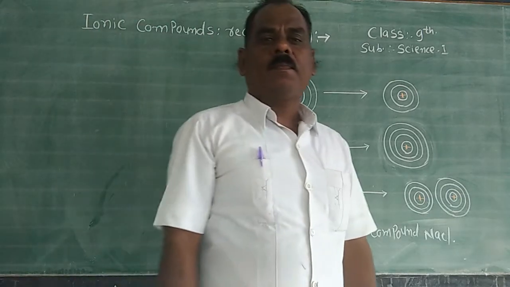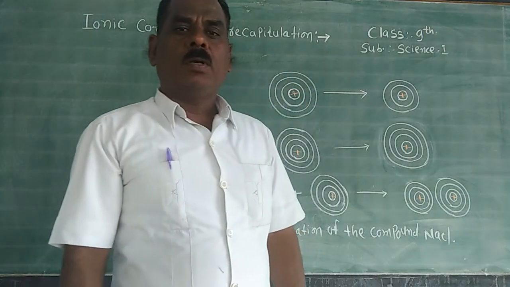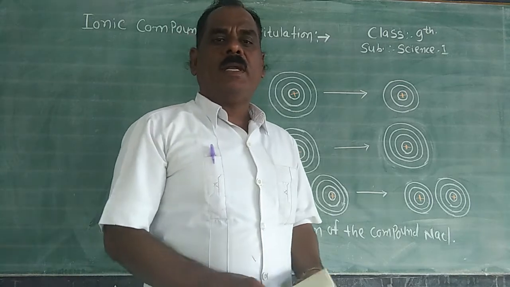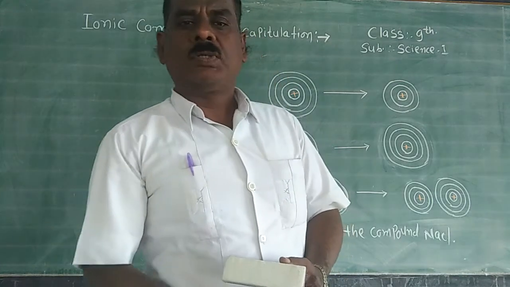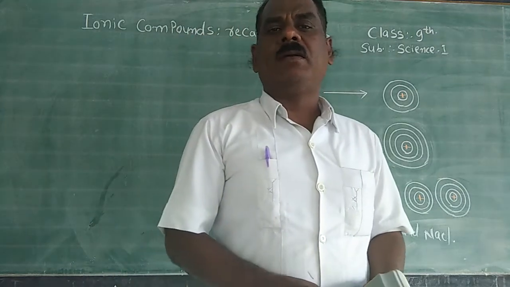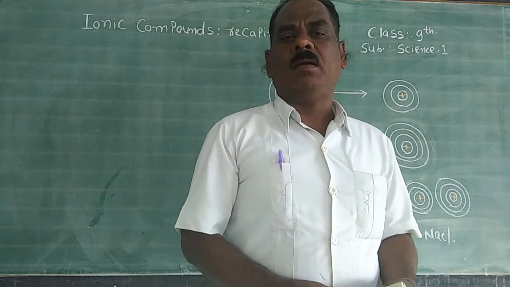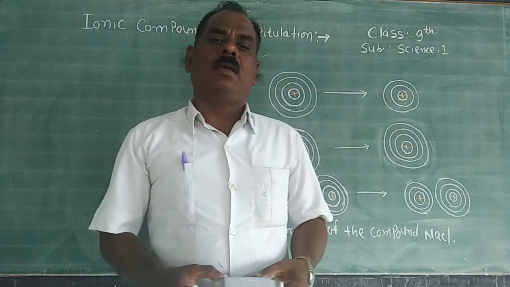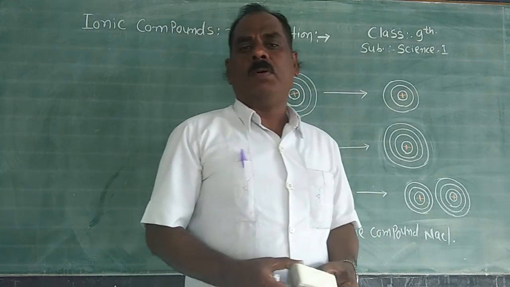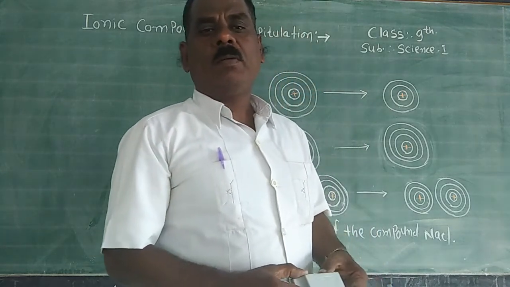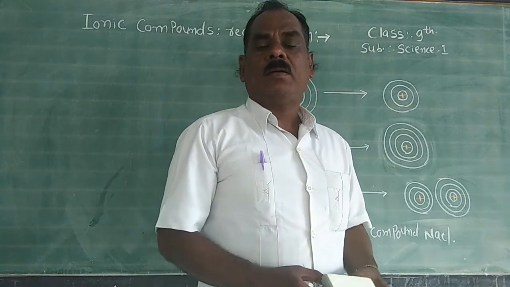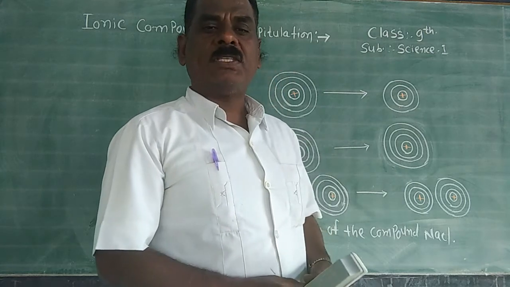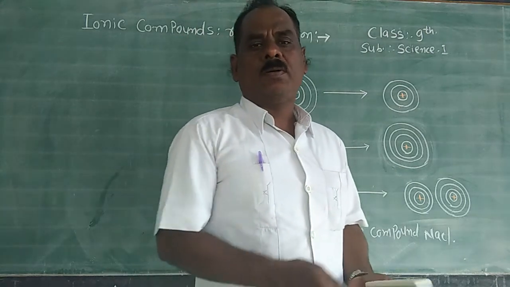Hello student, in the last lecture we have studied the definitions of acid, base, salt, acidic radical and basic radical, as well as the classification of ionic compounds. You know that ionic compounds are mainly classified into three types: acid, base and salt.